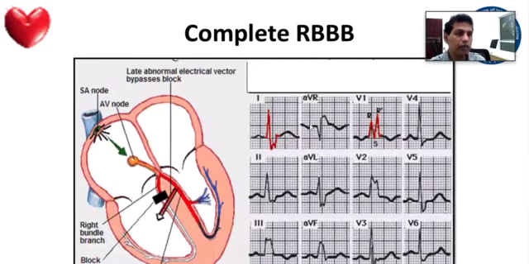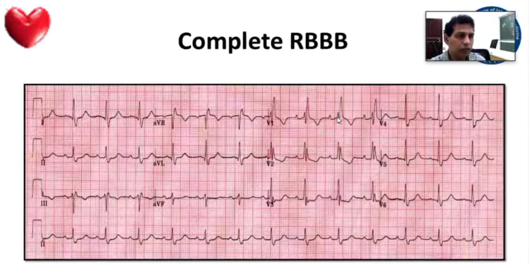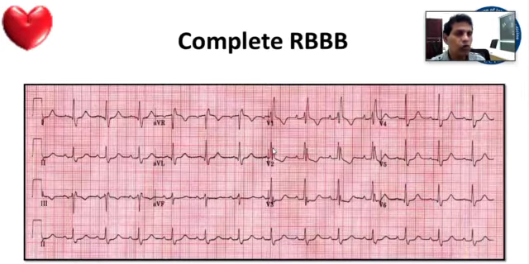This is a real ECG of right bundle branch block. Now the first positive deflection is very thin, but the second one is a little wider. But it is a bifid, widened QRS complex, a positive QRS complex in V1, V2. So you can diagnose complete right bundle branch block.